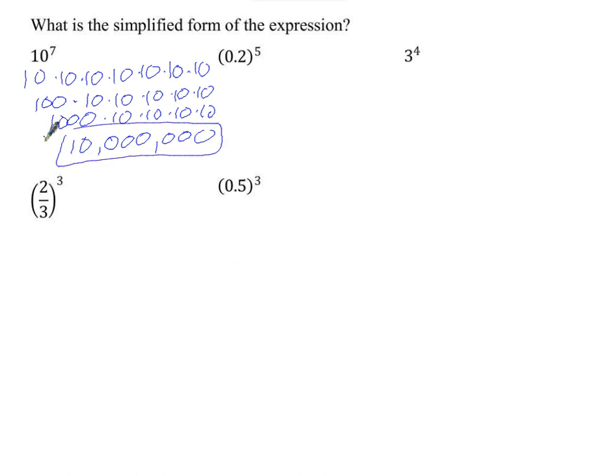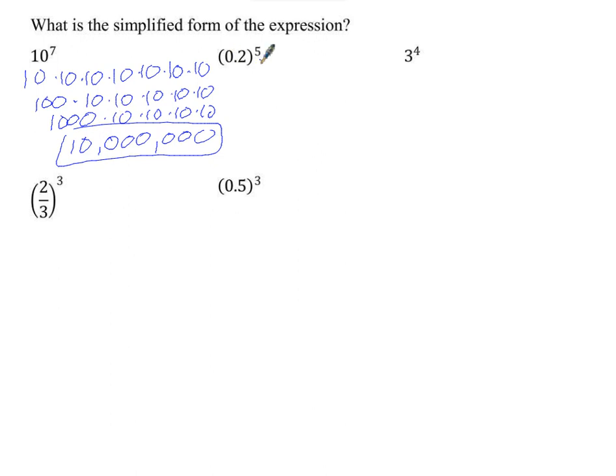Now you're not going to be able to skip steps on these order of operation problems like I just did. The only reason I did it is because we can figure out what 10 to the 7th power is without doing all of this. Type it into a calculator. 10, exponent, 7, enter. It'll give you 10 million.